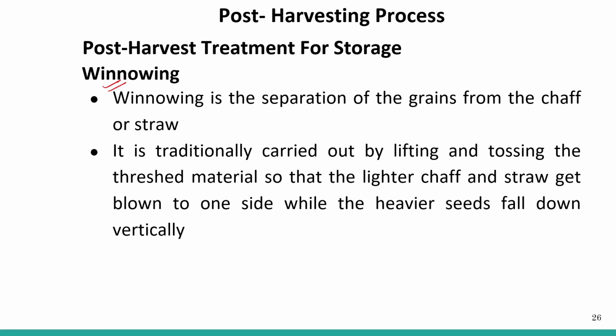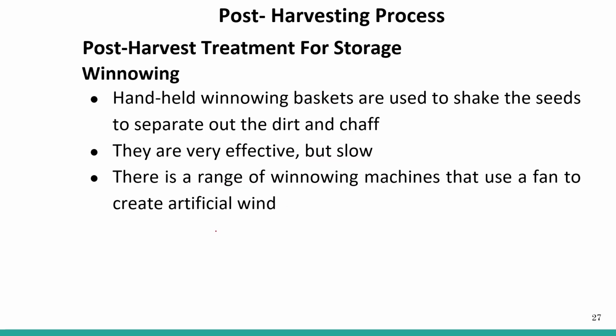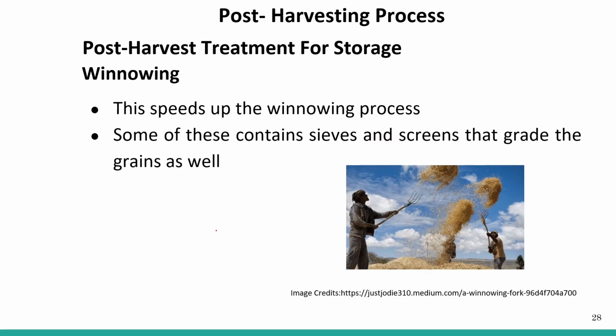Next is winnowing. Winnowing is the separation of the grains from the chaff or straw. It is traditionally carried out by lifting and tossing the threshed material so that lighter chaff and straw get blown to one side and the heavier seeds fall vertically downward. So here you can see in a figure like this.